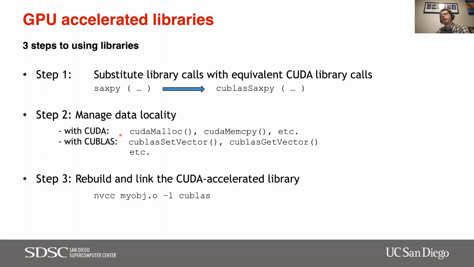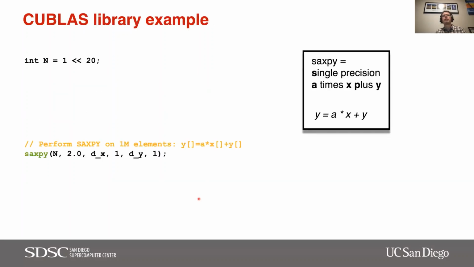And then you have to do something else, where you have to manage the data locality. You can use CUDA functions for that to allocate the memory and copy data from the CPU to the GPU and back. Or there are cuBLAS functions for that. If you operate with vectors, there's a function for this that might make it easier for you to understand. And once you've done that, you just use the NVCC compiler and you link against the cuBLAS library. Okay, and that's basically it.